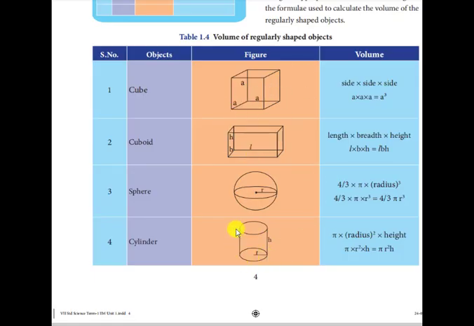These are some of the important objects. Volume of cube is side into side into side. For cuboid, it is length into breadth into height. For sphere, it is 4 by 3 pi r cube. For cylinder, it is pi into radius squared into height, that is pi r squared h. These are some important regular shaped objects.